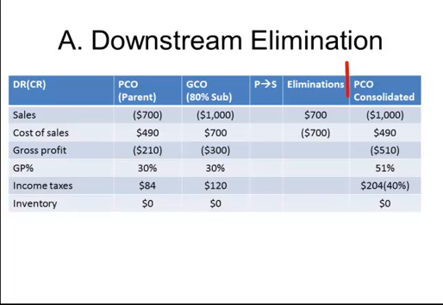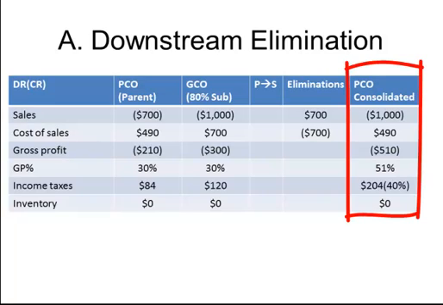Let's look at the Parent Corporation consolidated numbers and ensure that these numbers make sense. First, let's look at income taxes. The $204 works out to be an effective tax rate of 40% of earnings before tax, which makes sense. But what about the gross profit percentage of 51%?